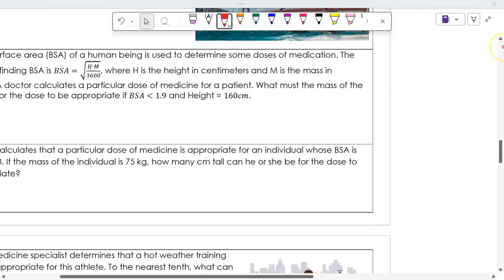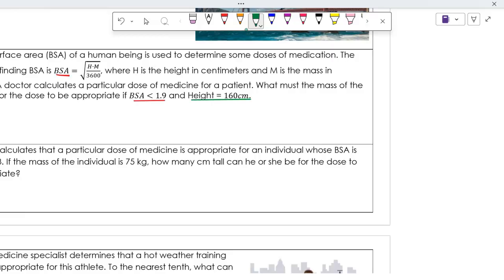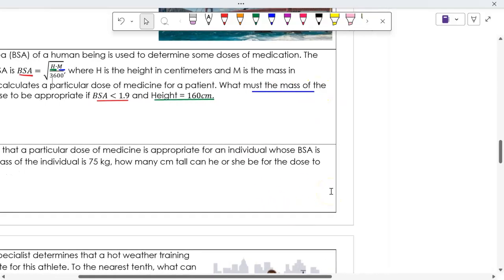What I'm going to identify right now is that it gives me this whole equation, BSA equals the square root of H times M over 3,600. So I need three variables: BSA, H, and M. I see BSA right here, and it tells me BSA is less than 1.9. Another variable is the height, which goes with the H. It also asks what must the mass be, so I'm solving for M. So I can substitute information into this equation.